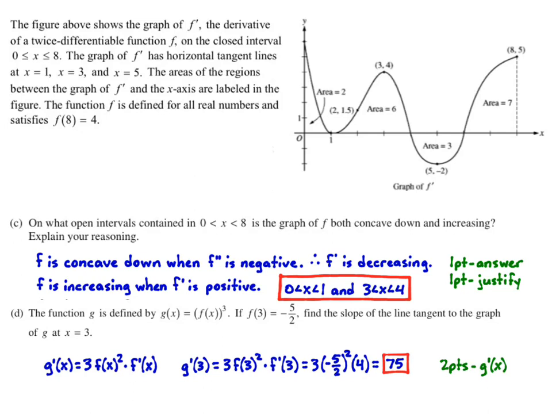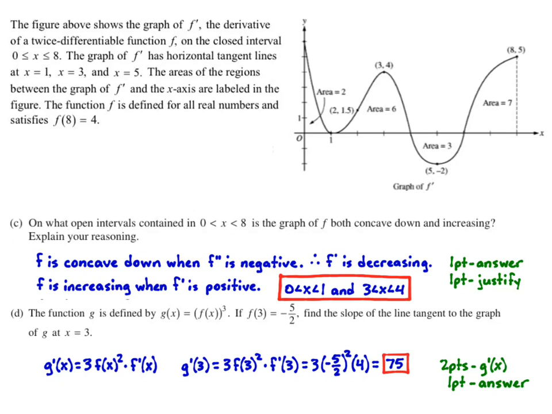So you would end up with 2 points if you got your g prime function, so 2 points for this part. My guess is they would give you 1 point for saying 3 f of x squared, and then the second point for doing the chain rule correctly. And then you would get 1 point for your final answer of 75. And again, if you left it like this, the 3 times negative 5 halves squared times 4, that's full credit right there. You do not have to simplify. You can't leave it like this because that's not all numeric. That's in function notation. But because this is all numerics, you could leave it like that and you'd be good.